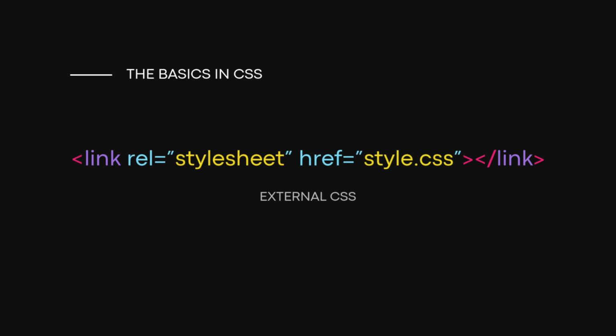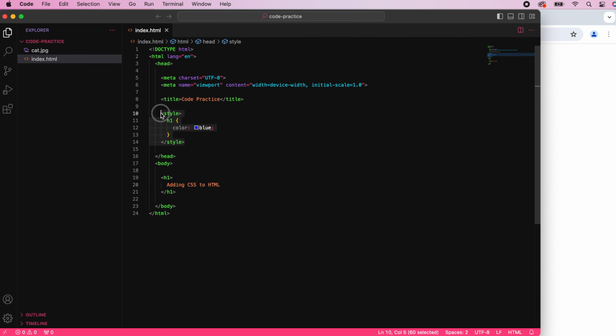External CSS by using the link tag in the head tag. This is the best way to add CSS to HTML because it keeps all of the styling in a separate file. Let's remove the internal CSS.